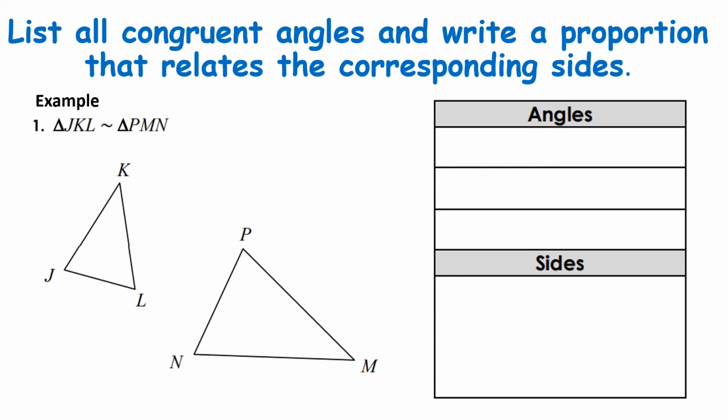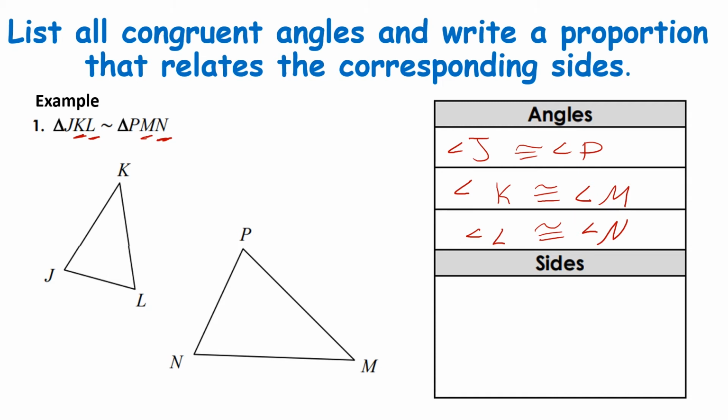Now we want to list all congruent angles and write a proportion that relates the corresponding sides. In example 1, we have triangle JKL is similar to triangle PMN. So it's telling us that they are similar. The congruent angles would be angle J is congruent to angle P. Angle K is congruent to angle M. I'm just looking at the positions here. Next we have L and N in the same position, so angle L is congruent to angle N. We can tell that by the similarity statement. I'm not looking at the triangle.